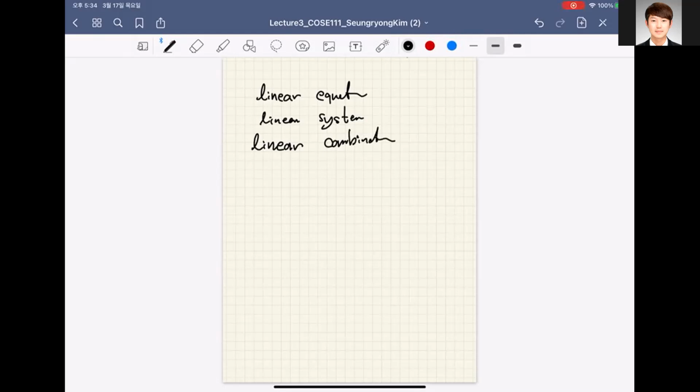Let's summarize what we've done so far. Linear equation, linear system, linear combination, and vector equation까지 왔죠? 그쵸? 굳이 정리를 해보자면 linear equation was the linear combination of the variable, 그쵸? Scalar y is equal to c1 x1 plus blah blah blah cn xn. It was the linear equation, and the set of the linear equation, 그쵸?